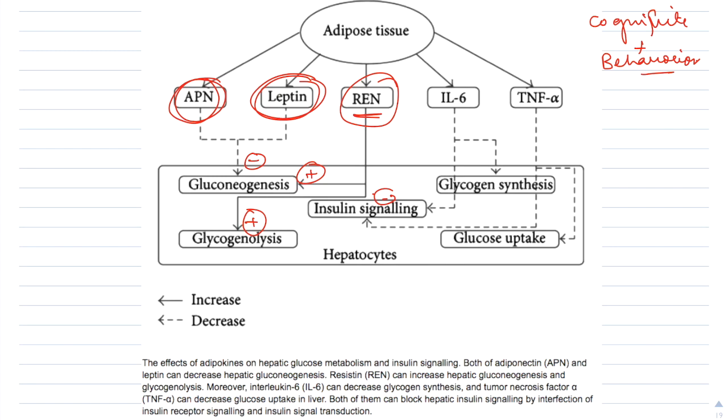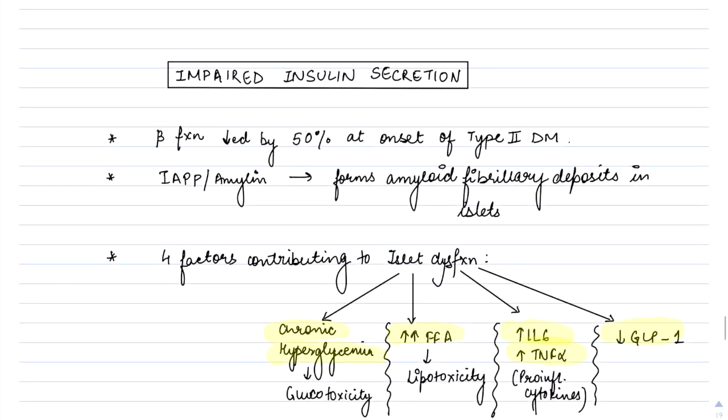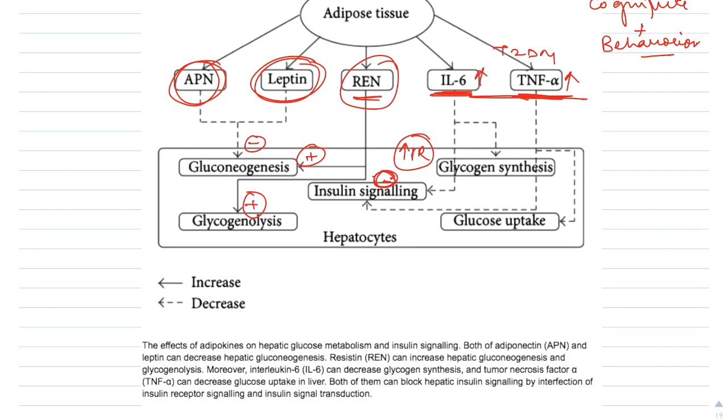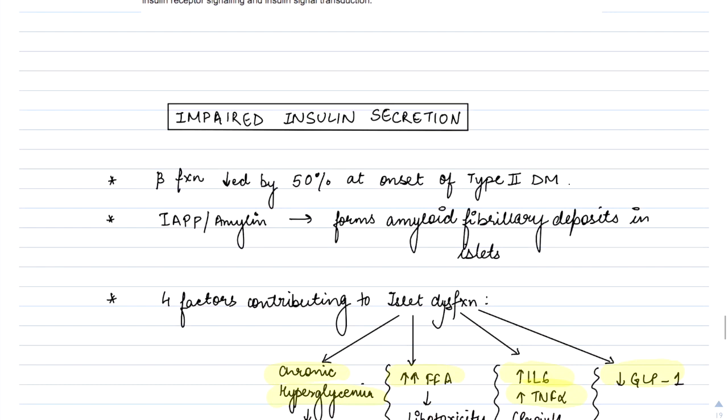While because of the increase in IL-6 and TNF alpha that is secreted from the adipose tissue in type 2 DM, there is inhibition of the insulin signaling, therefore increased insulin resistance occurs in presence of inflammatory cytokines IL-6 and TNF alpha that increase in type 2 diabetes. So these are the factors which are responsible for increased insulin resistance contributed through the adipokines.